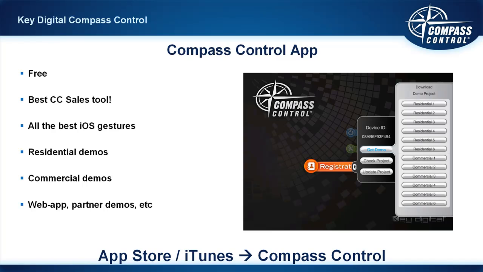We actually now have up to 12 different looks and feels in the Compass Control iOS app. How do you go through those? When you go to our home page here where you have Start, Settings, Registration, press Registration, then Get Demo, and you see Residential 1 through 6 and Commercial 1 through 6.